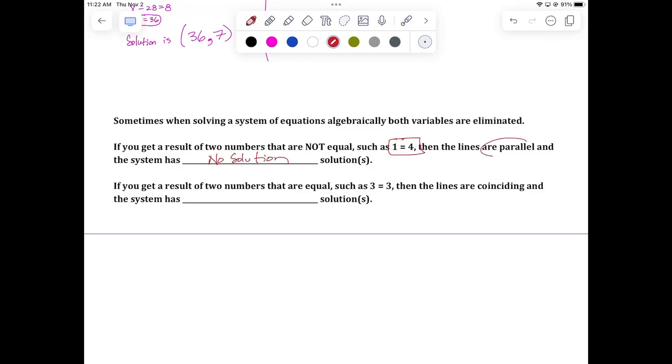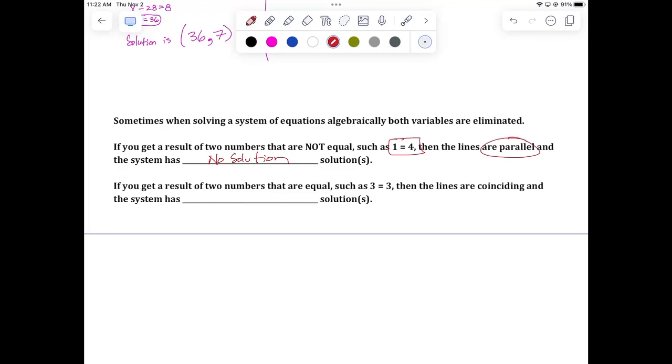And the lines are parallel to each other. Just think, when you get 1 equals 4, tell yourself, no way, no solution. 1 does not equal 4. Solutions? No. It's just no all the way across the board. They're parallel, there's no solutions.